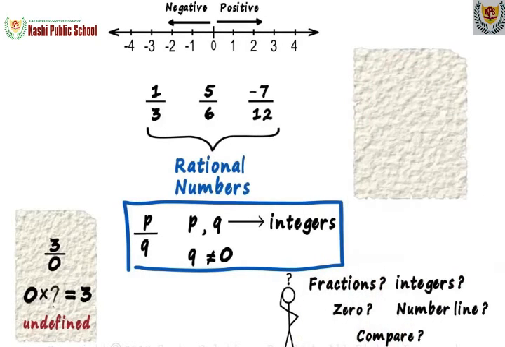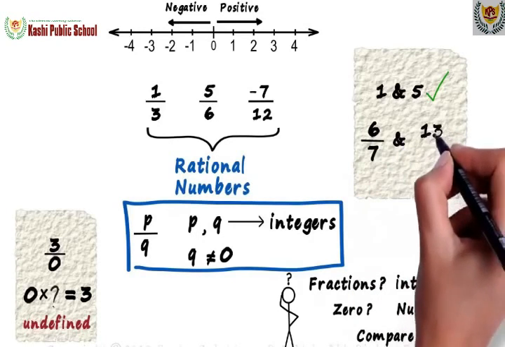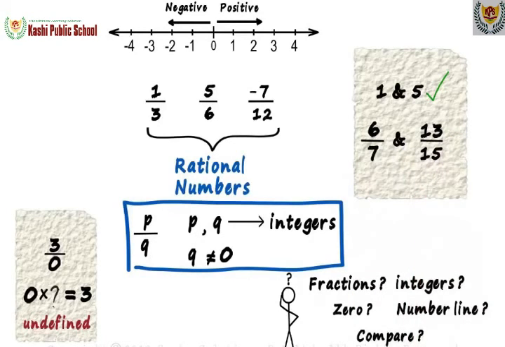For example, if you're asked to compare 1 and 5, you could easily say that 5 is greater of the two. But what if you're asked to compare numbers like 6 by 7 and 13 by 15? How would you find out which one is greater? Don't worry about it. All these questions will be answered in our videos on rational numbers.